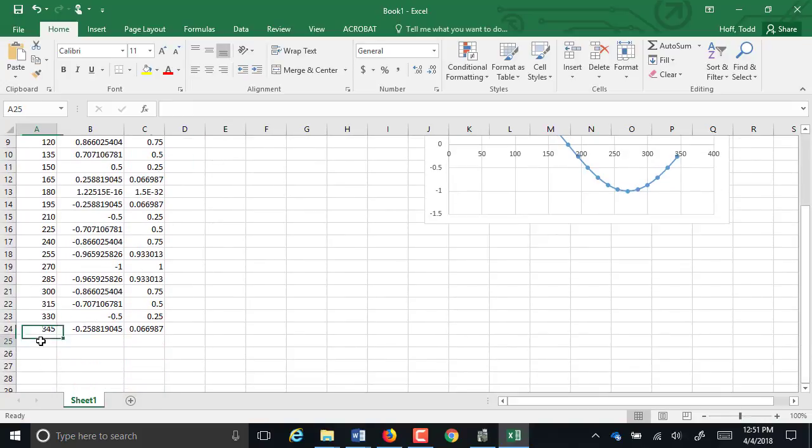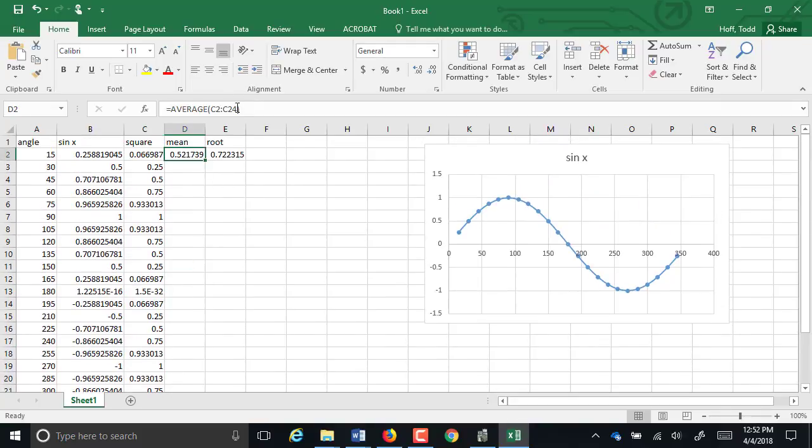Something's just a little bit off on that. Maybe I do have to go all the way to 360. Let's try that out. There we go. You do have to go all the way back to 360. So it's the root of the mean of the squares of the values. Notice we get a value there of 0.707107. We've seen that value before.